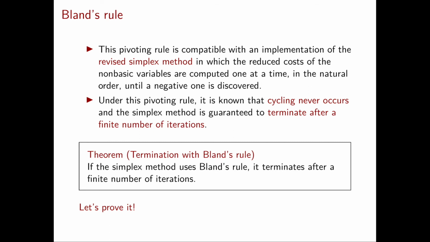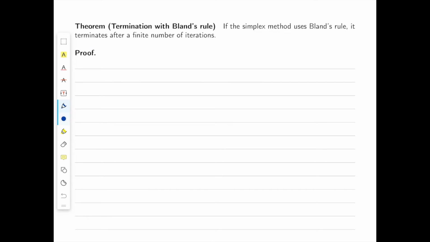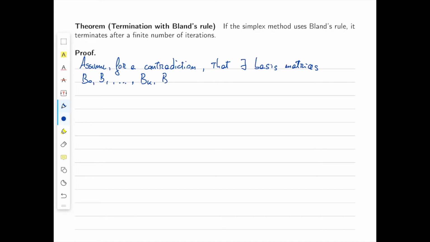We're now going to show this theorem. We're going to prove this theorem by contradiction. So assume, for a contradiction, that there exist basis matrices, let's say B0, B1, and so on until Bk, and then again B0, that form a cycle.